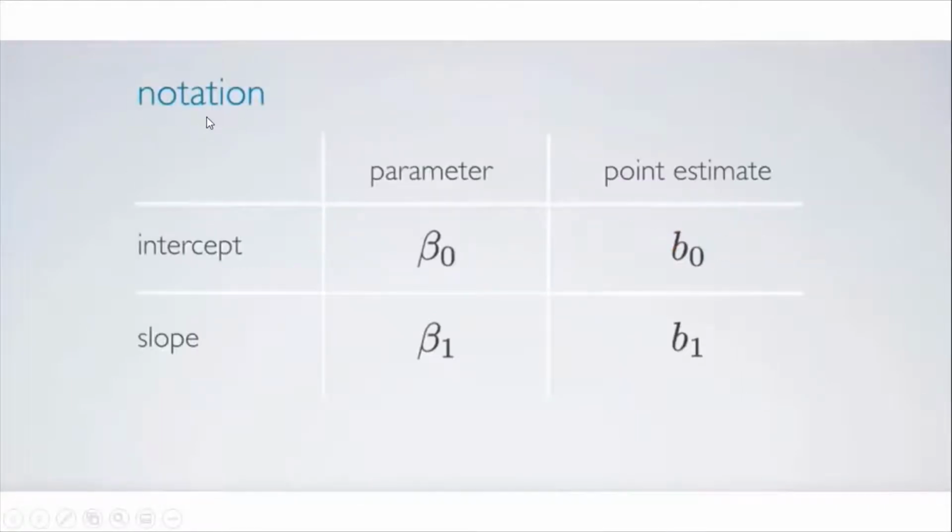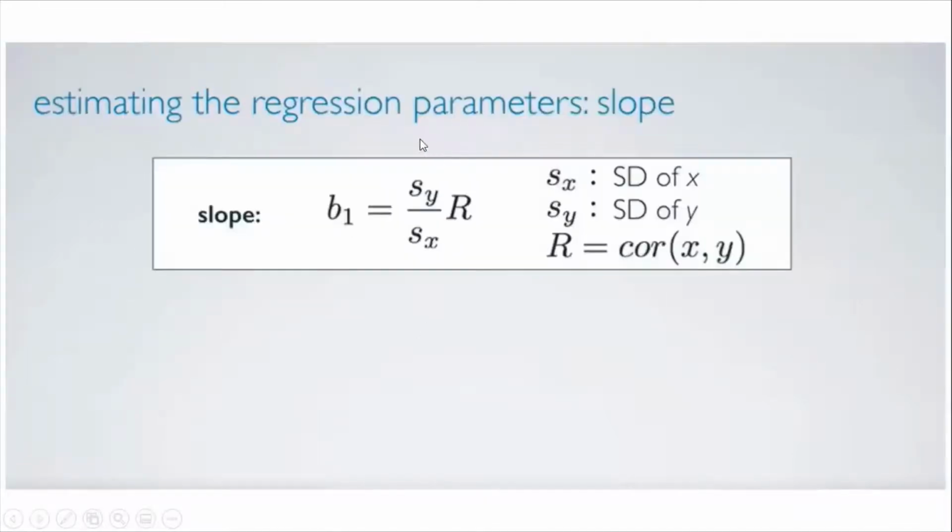A little bit about the notation. When you talk about beta 0 and beta 1, it talks about the parameter. And then we only have the sample, so we have to work with the point estimate. This is the strict rule for mathematical expression, but we don't have to worry about that. We just need to understand that 0 means intercept and 1 means slope.